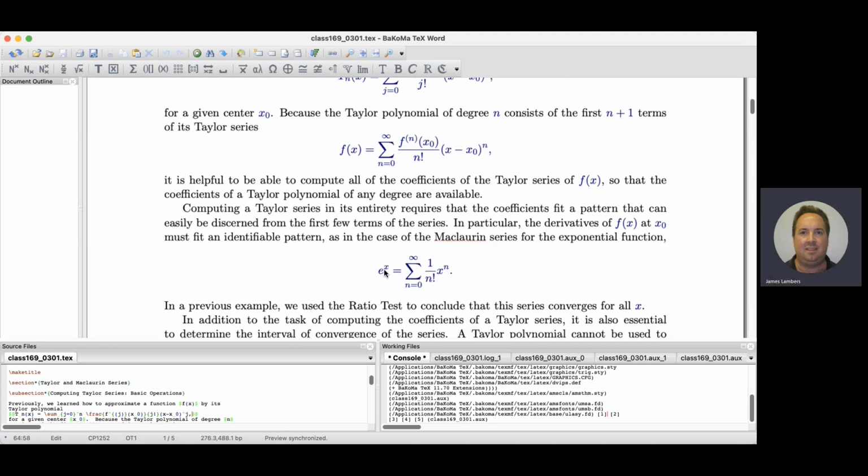Here's an example, e to the x. If you were to compute the first few terms of its Maclaurin series, in other words, its Taylor series centered at x equals 0, what you would get is that all the coefficients are just 1 over n factorial. So we can deduce what the entire series is from there.